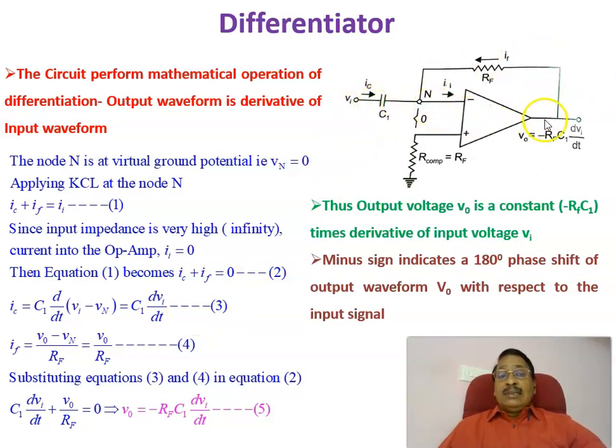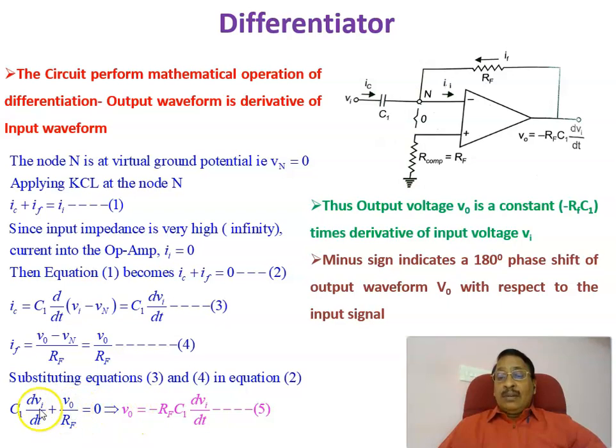The feedback current is given by V0 minus Vn divided by Rf. But Vn equals 0, so V0 minus 0 divided by Rf is simply V0 divided by Rf. Therefore, the feedback current equals V0 by Rf, and the capacitor current equals C1 into dVi by dt. Substituting equations 3 and 4 into equation 2, we get C1 into dVi by dt plus V0 divided by Rf equal to 0.